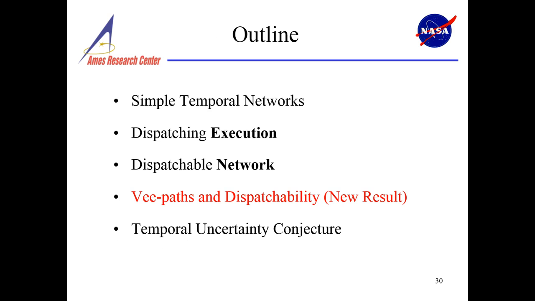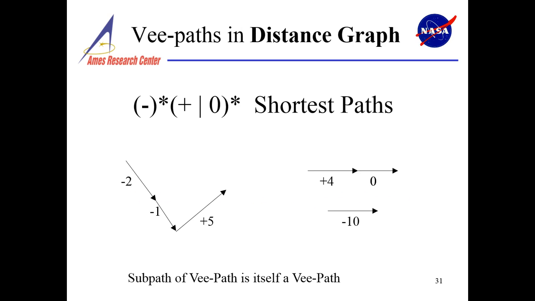So now I'm going to talk about Vee-paths and how they relate to dispatchability. Vee-paths are shortest paths in the distance graph that involve some number of negative nodes followed by some number of non-negative nodes. In either case, it may be 0. So here are some examples of Vee-paths. This is kind of why I call them Vee-paths. So notice that a subpath of a Vee-path is itself a Vee-path.